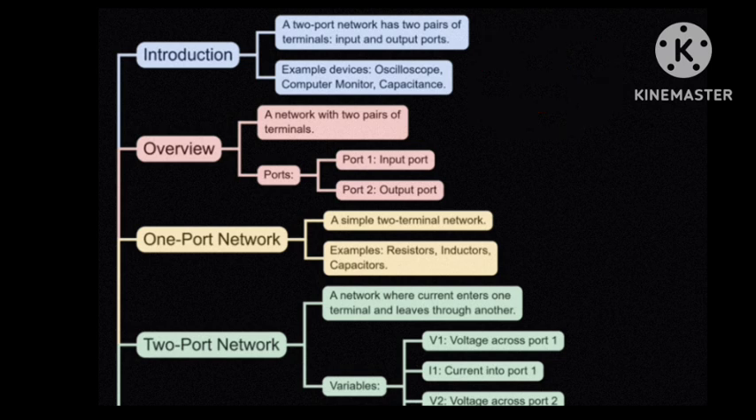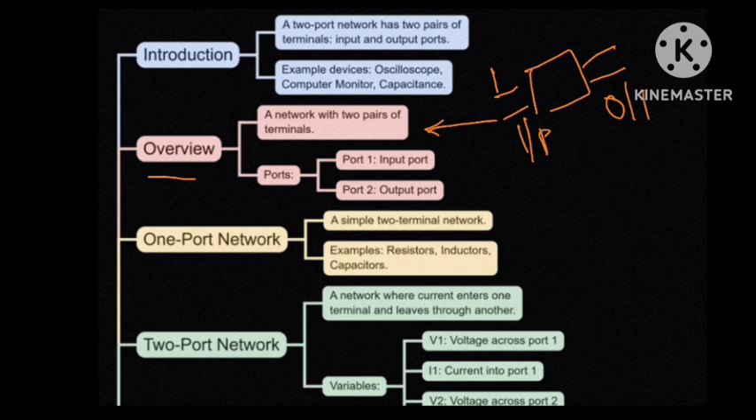Now we'll see the overview of the two-port network. A two-port network has two pairs of terminals, port 1 and port 2. This one is known as the input port and this one is known as the output port.